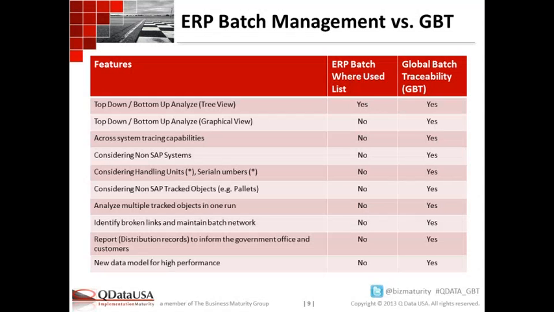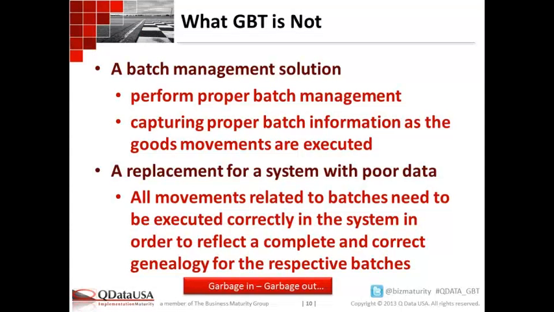Okay, distribution records to inform the government office and customers. So there is a report that will suffice for your regulatory or your compliance regulations. Not available in ECC, but yes, it's coming out of GBT. In terms of performance, the GBT database is optimized for the performance side and the querying of data based on the batch genealogy. Okay, so quite a few things extra there coming out of the GBT.